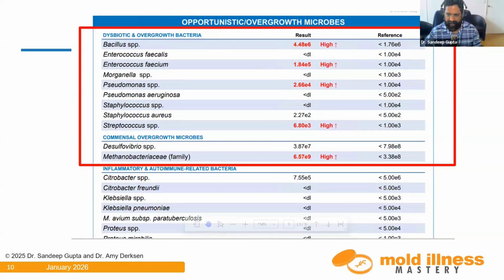It did appear that she had a degree of SIBO, but even once she was treated for it, she just kept on relapsing. That's a really common thing as well, that you'll see patients will have SIBO and they'll keep relapsing until the mold is treated.